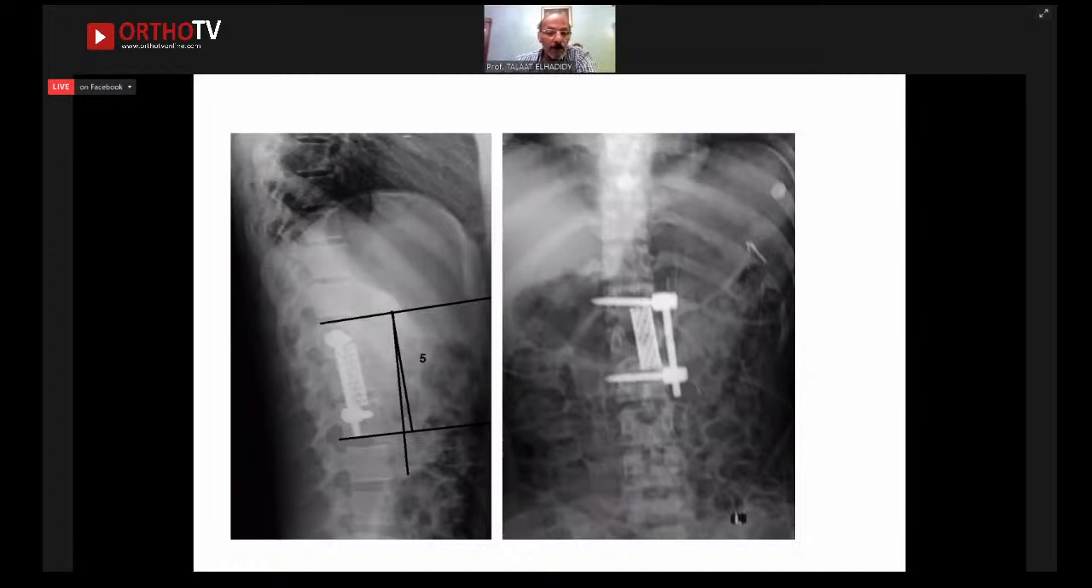Cost-wise, this is less costly than the posterior construct. Here, only two screws and a Pyramesh, while in the back, you use at least four screws and two rods. Sometimes you need to do eight screws and two rods.